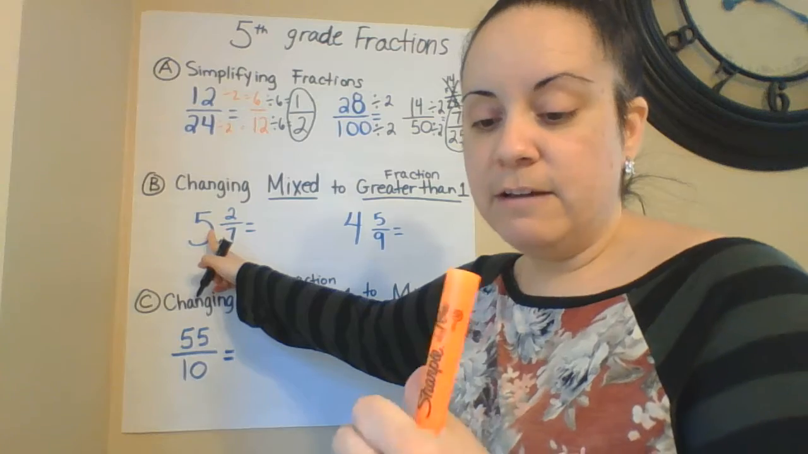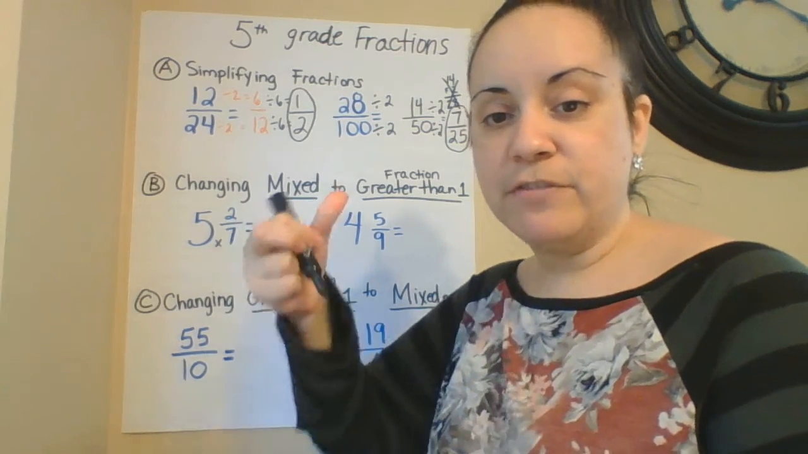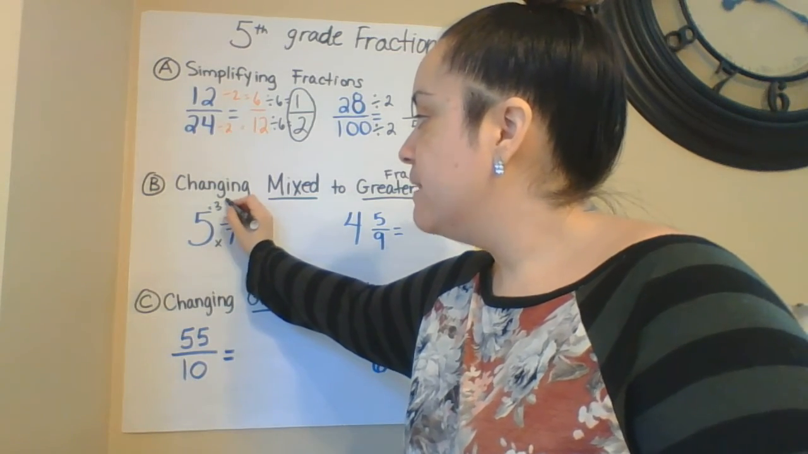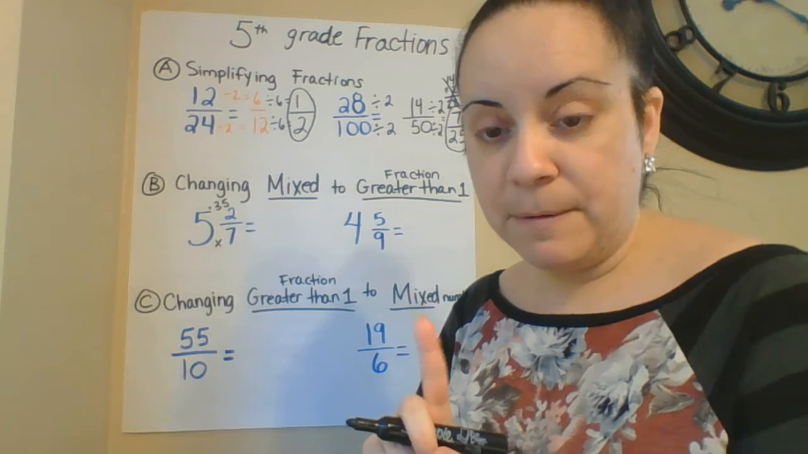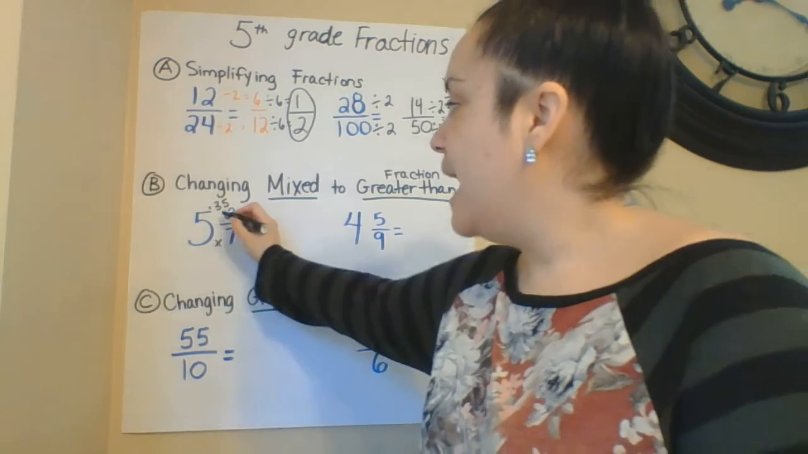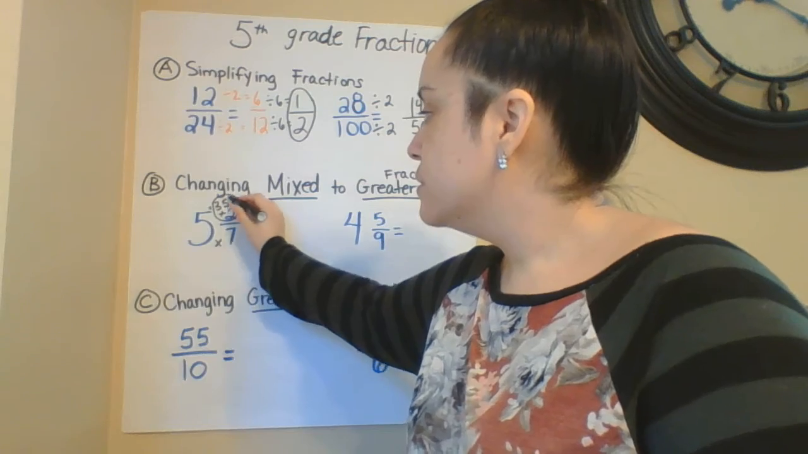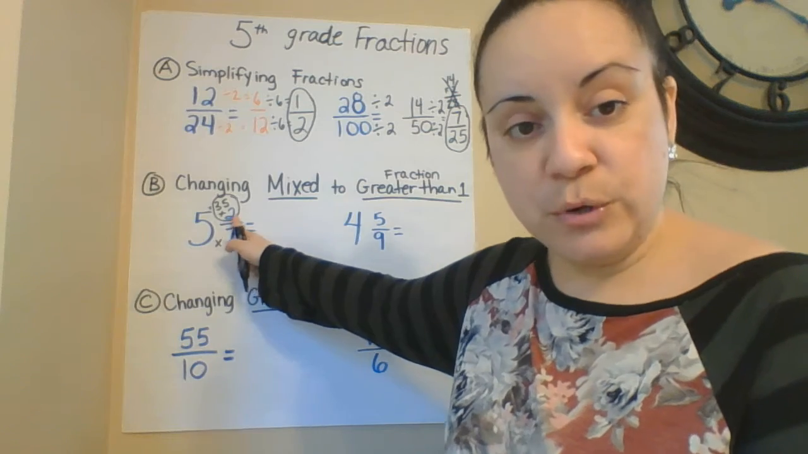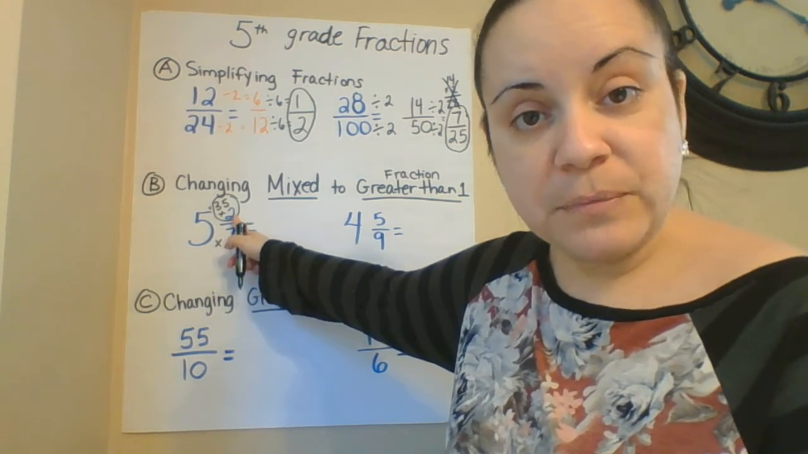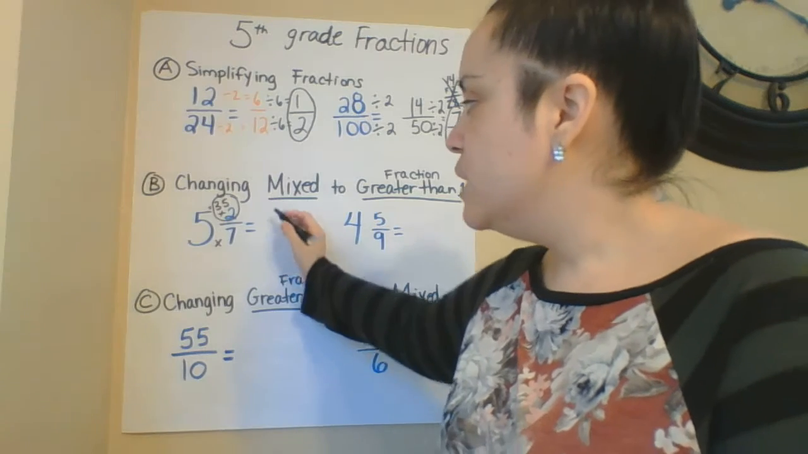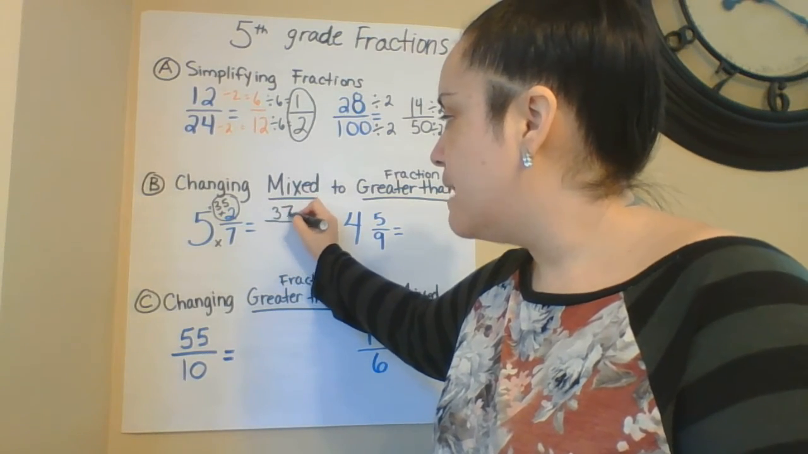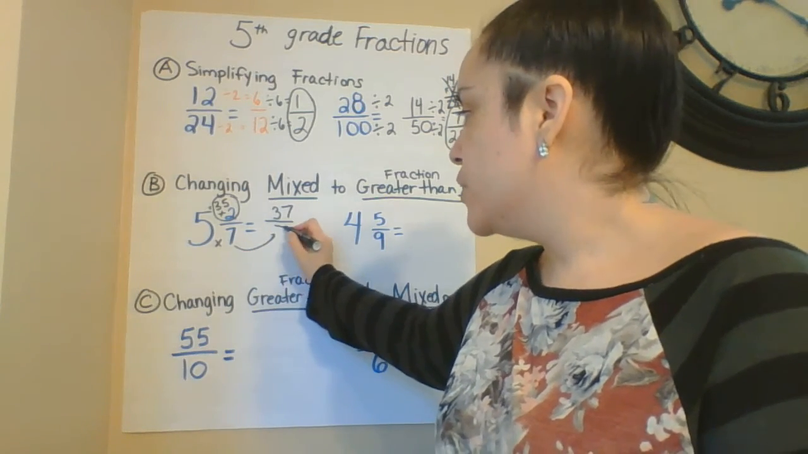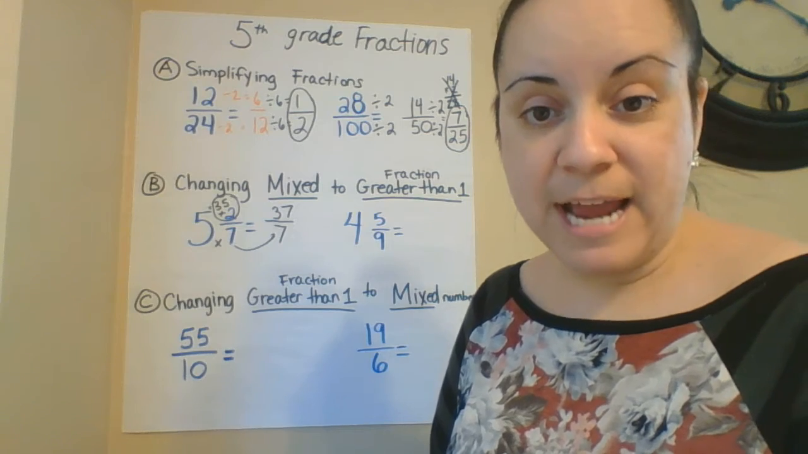Remember, count by 5s. 5, 10, 15, 20, 25, 30, 35. So 7 times 5 equals 35. That's the first step. The next thing I have to do is add the top number. So now I'm going to take 35 plus 2. What is 35 plus 2? 35, 36, 37. So my new number is 37, and I always keep the same denominator. So 37 over 7 is my answer.